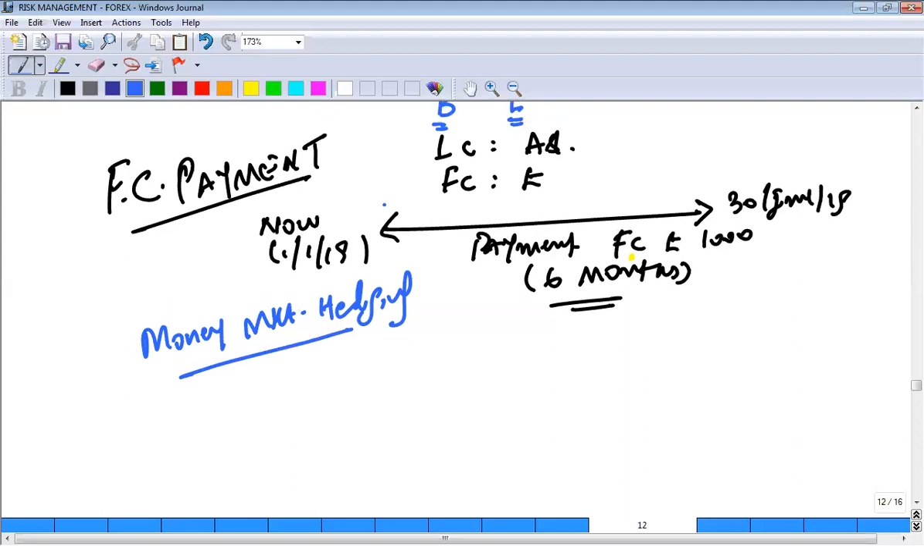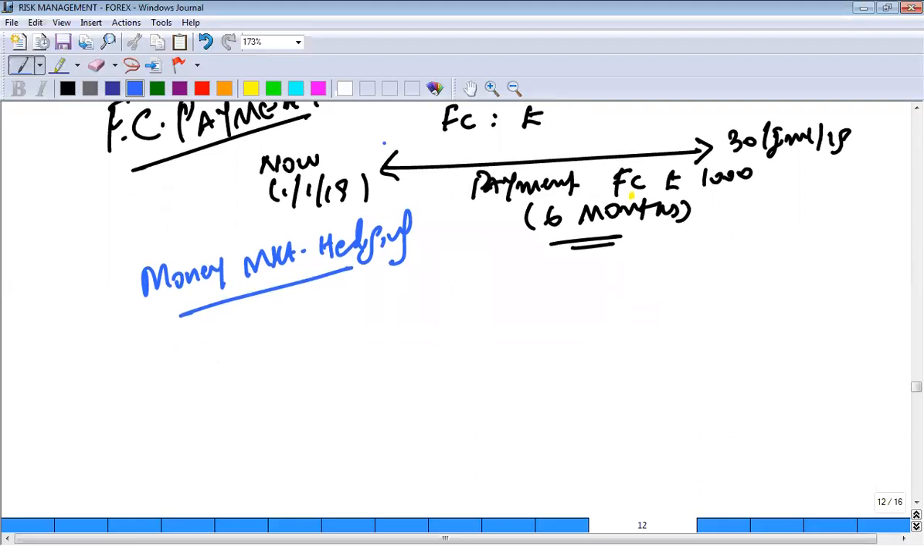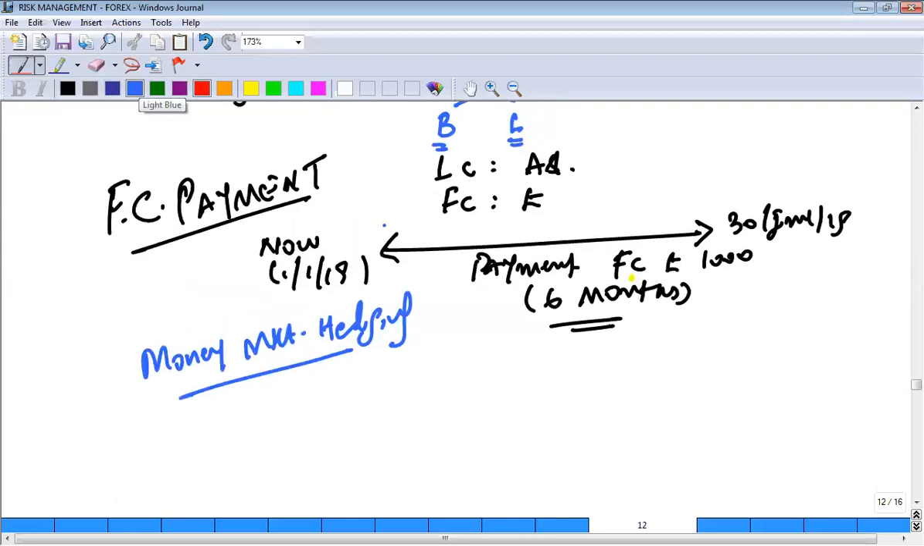Number one, we have to accept one very important thing. In the case of foreign currency payment, now we have a liability. You must accept it. We have a liability to pay the amount in 6 months time.